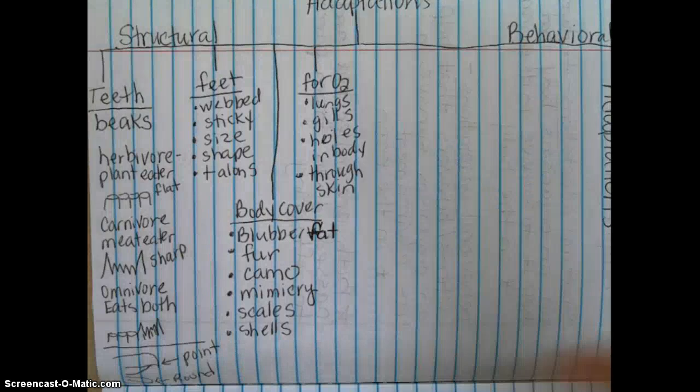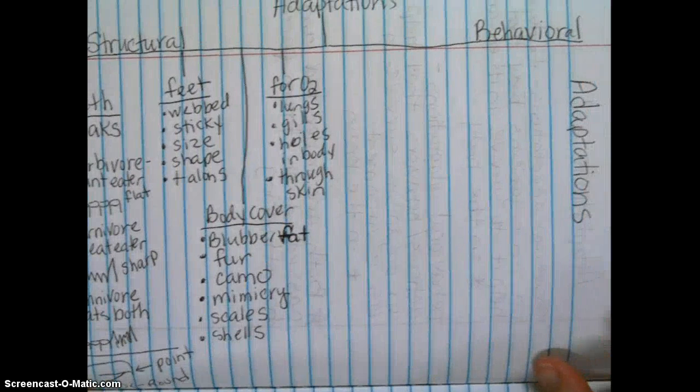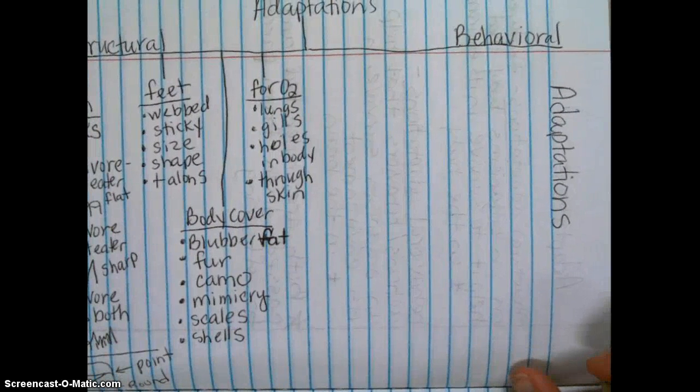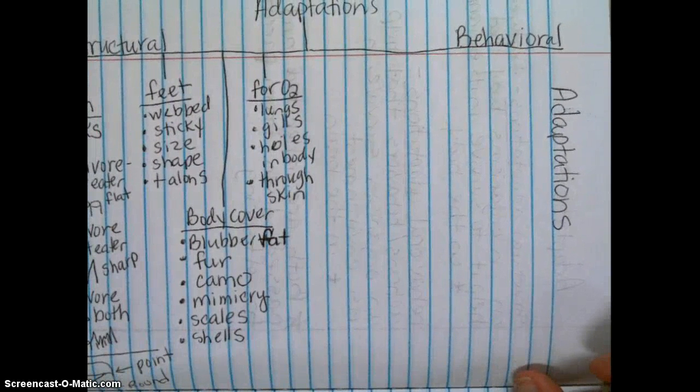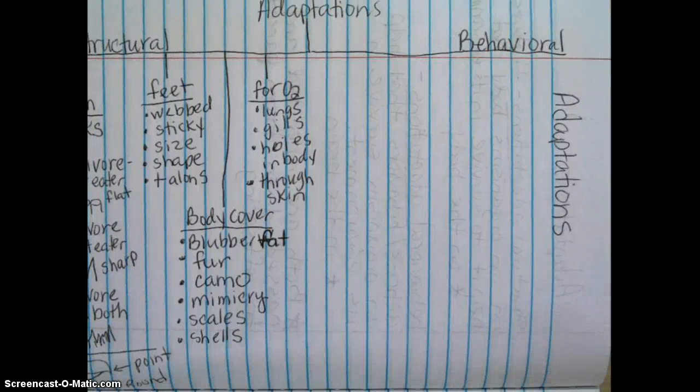Let's talk about behavioral adaptations. We can break these down into two specific kinds. One of them is instinct, and this is pre-programmed in the brain and passed down from parent to offspring. And then there are some things that animals learn in order to survive in their environment. So we're going to classify these together. Remember, the learned behaviors are not passed down from parent to offspring.